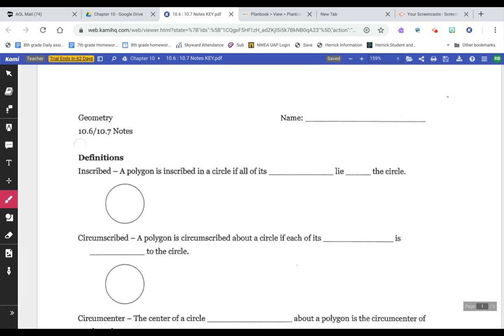Notes for sections 10.6 and 10.7 are combined in one for today. So we're going to define a few terms and then we're going to talk about a few theorems.